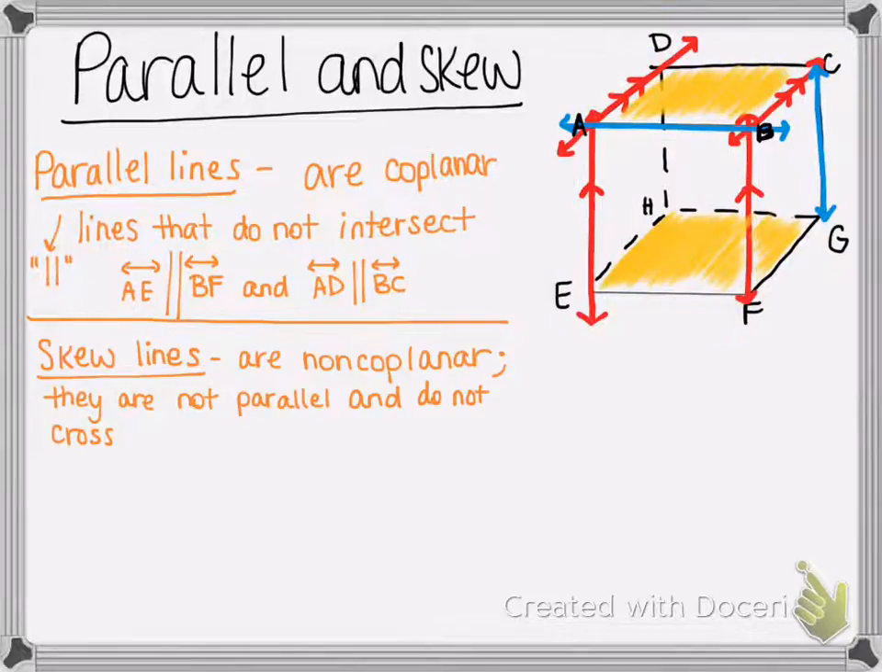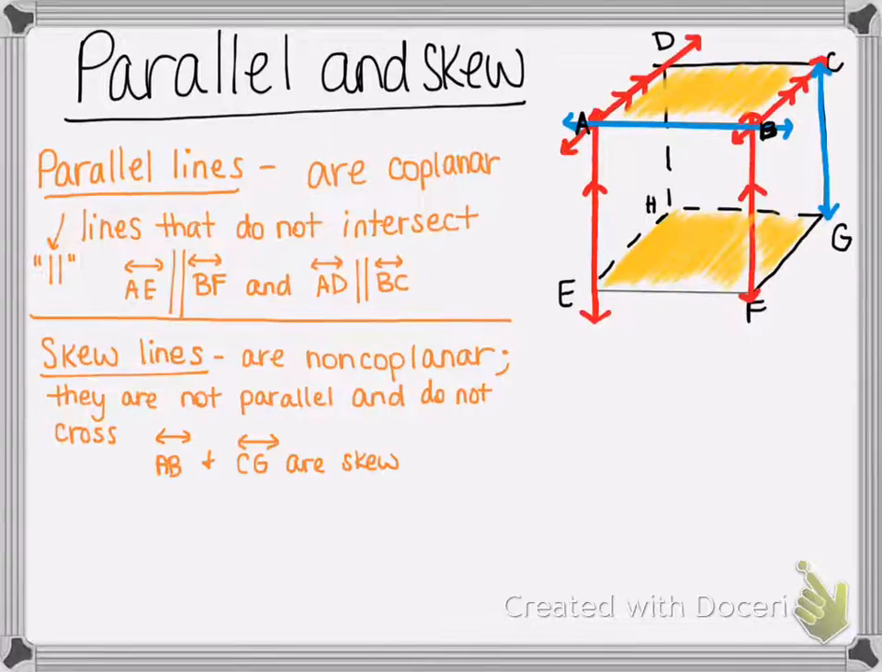Next, we need to talk about skew lines. Skew lines are not parallel. They don't intersect because they're not even on the same plane. In this case, our skew lines would be AB and CG. There's no special sign for them. We just say those two lines are skew.